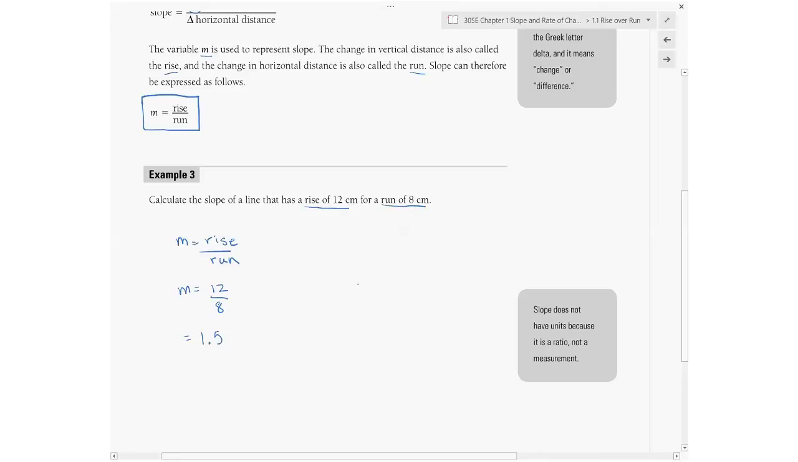Note here, slope does not have units. It's a ratio. It's not a measurement. So this would be 12 centimeters over 8 centimeters. Centimeters divided by centimeters, they cancel out, and you're just left with a number. Often on a quiz, we're like, oh, we need units. Slope doesn't have units. It's just comparing the two. So it goes up 1.5, whatever, for every time it goes over 1. So if it went over 1 meter, then the slope would go up 1.5 meters.